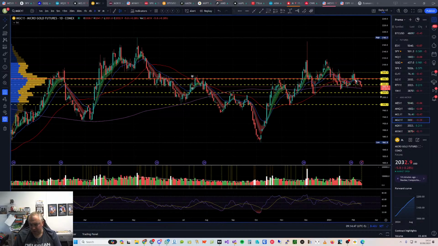So as soon as you see volume pick up, we can look for a bit of a bounce off of that area. So we're watching 2032 to 2040 for a bounce, and if it breaks down below this area, the next bounce area is this pivot from December, and that's at 2014.